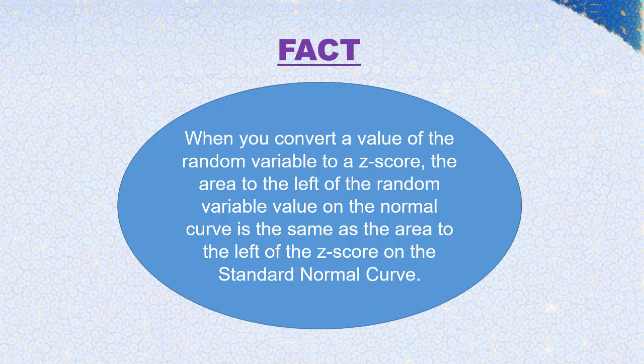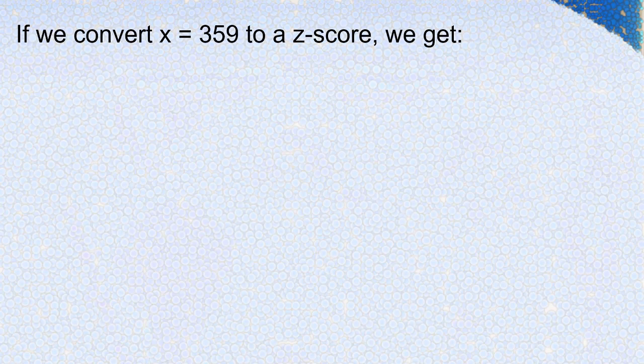Oh boy, what does that mean? It means that no matter what normal distribution we're looking at, if we were to find the area to the left of our x value, the value of our random variable, if we then took that x value and converted it to a z-score and found the z-score value on the standard normal table, the area to the left of the x value would be the same as the area to the left of the z-score. So let's take a look at that.